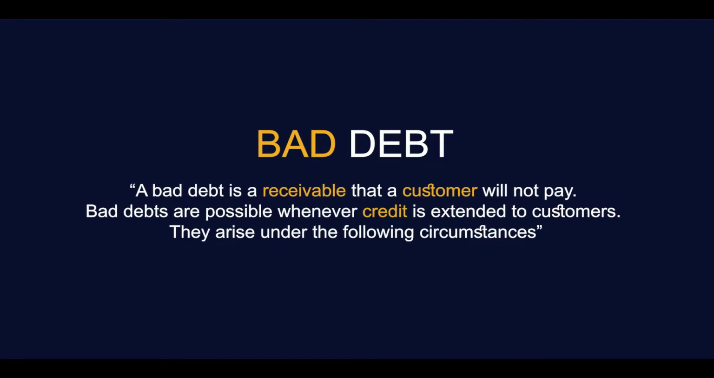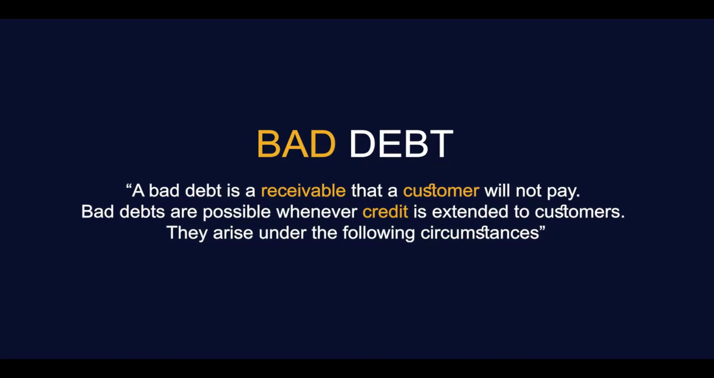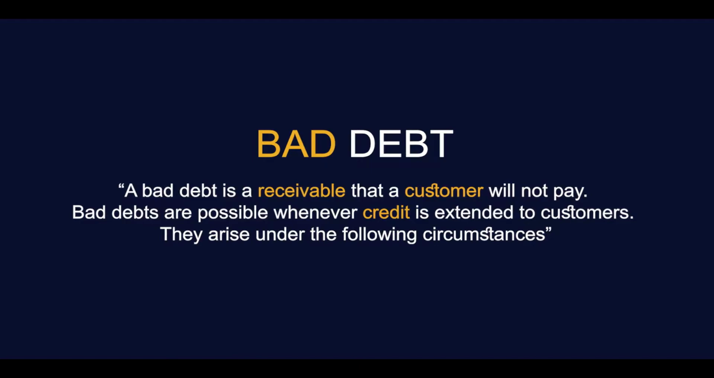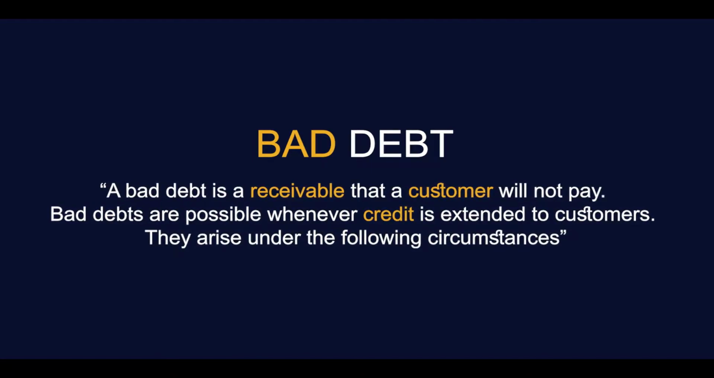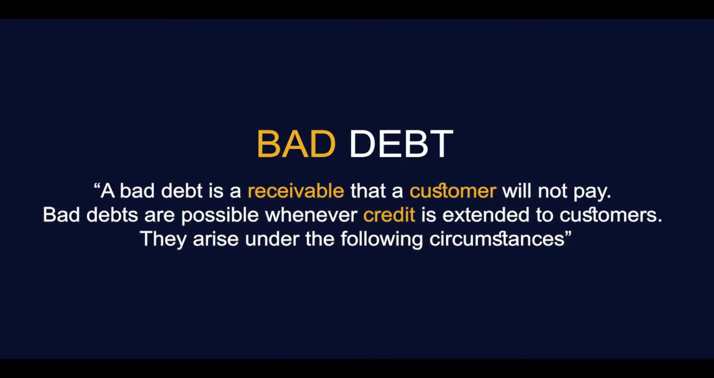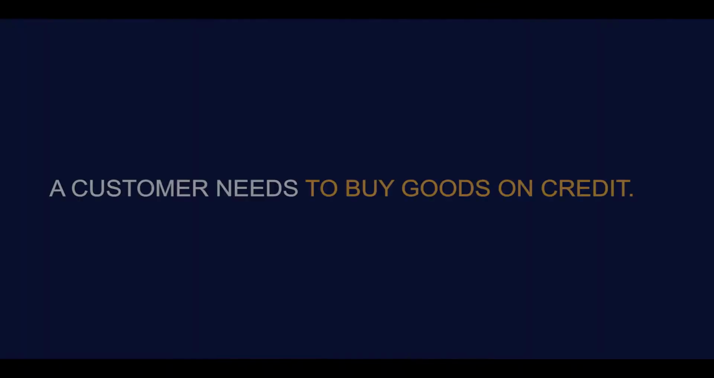What's bad debt? Now, bad debt is defined as receivable that a customer will not pay. Bad debts are possible whenever credit is extended to customers. They arise under the following circumstance. In order for bad debt to occur, one thing needs to take place. A customer needs to buy goods on credit. When a customer buys goods on credit, the business gives the customer the goods and the customer is yet to pay.